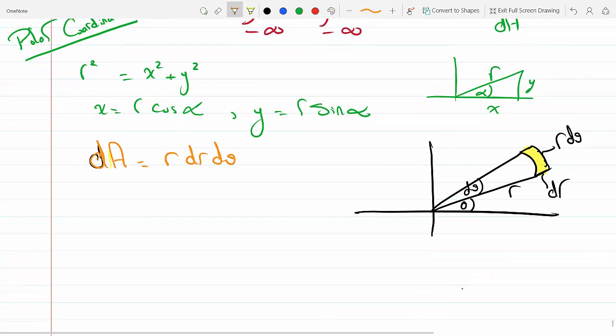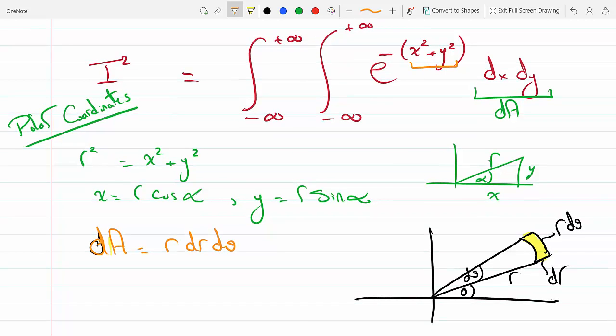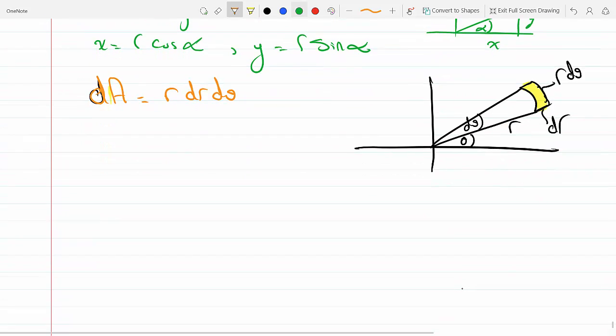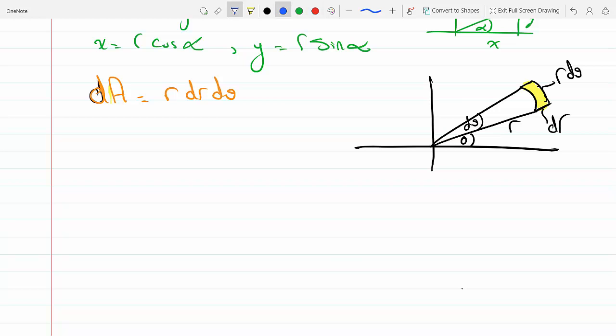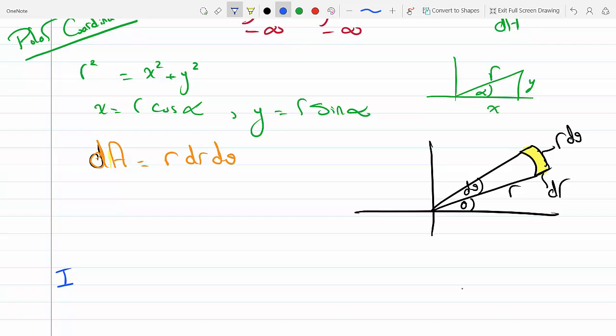And so going back to my integral, I could do the transformation. So now I know that this guy evaluates to r squared. So the integral becomes I squared will equal double integral.